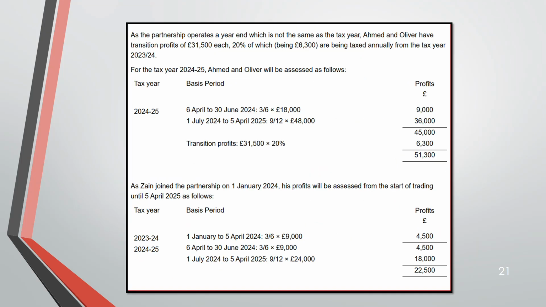Okay. So now, what happened here? As the partnership operates a year end which is not the same as the tax year, you see the partnership year end is not the same as the tax year. Ahmed and Oliver have transition profit of 35,000 each. 20% of which, if you take 35,000, is 7,000. They are being taxed annually from the tax year 23-24.